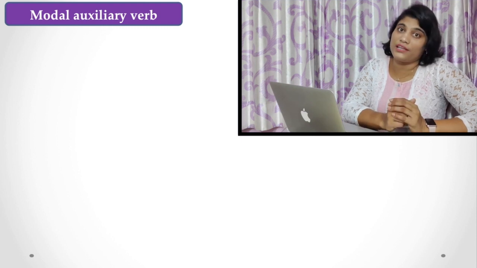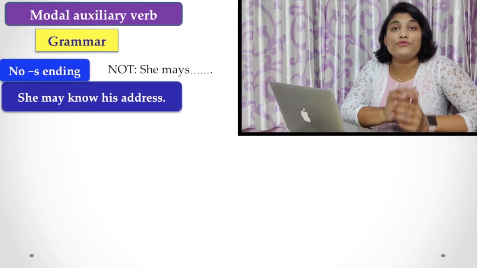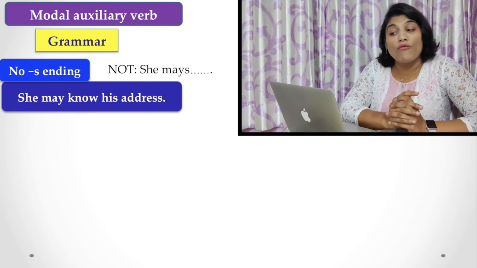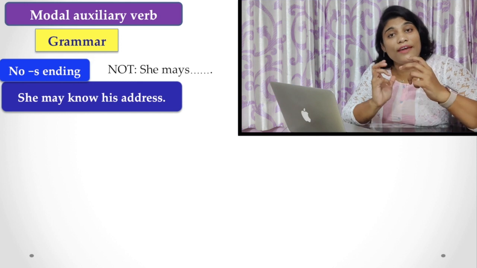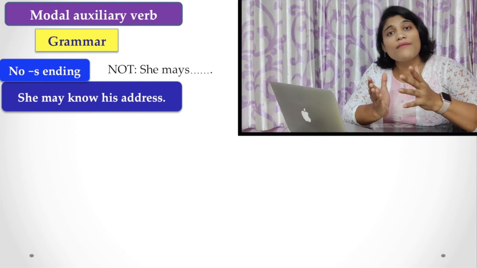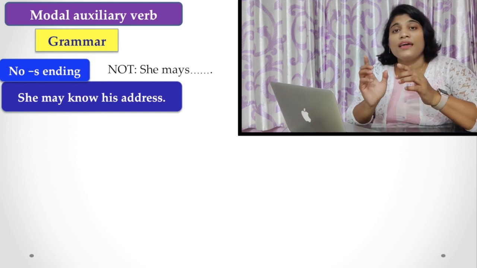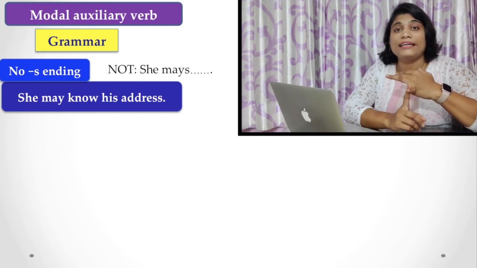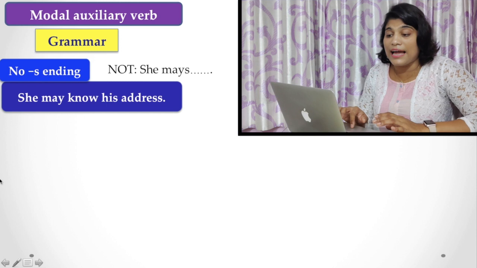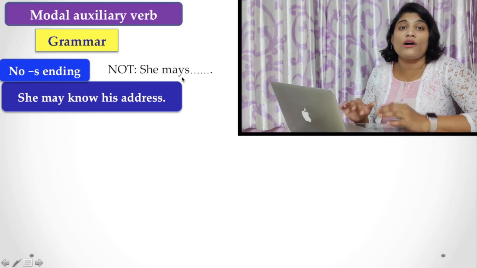Now, I am going to tell you about the modal auxiliary verbs. First of all, we have to know the grammatical differences of the modal auxiliaries. What are they? Usually, in every case, modal auxiliaries don't have any s ending. We have already noticed that there is a difference between primary auxiliary and modal auxiliary. This is another vital difference: modal auxiliaries do not have any s ending. For example, we may say that she may know his address, but we never say she mays or she cans.